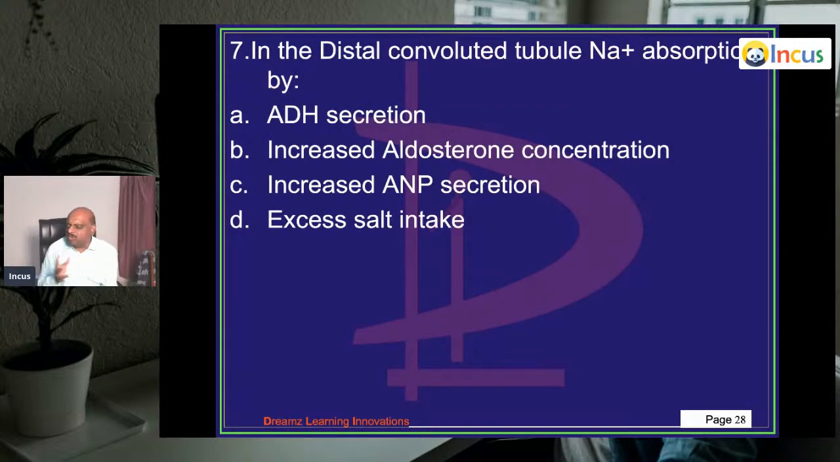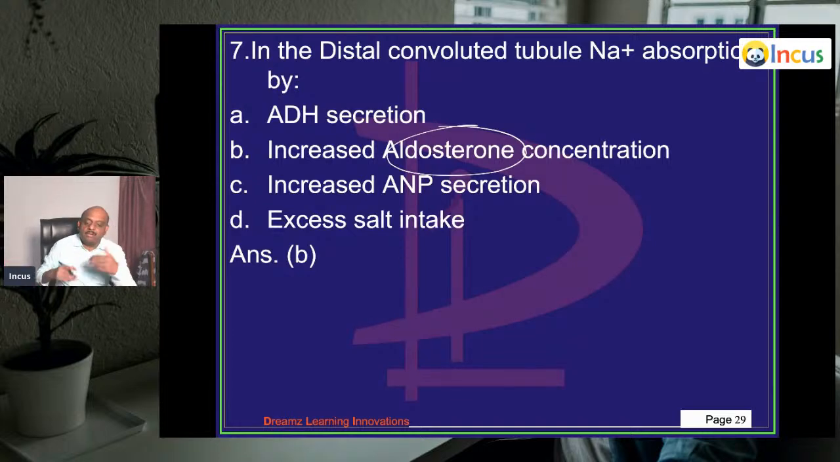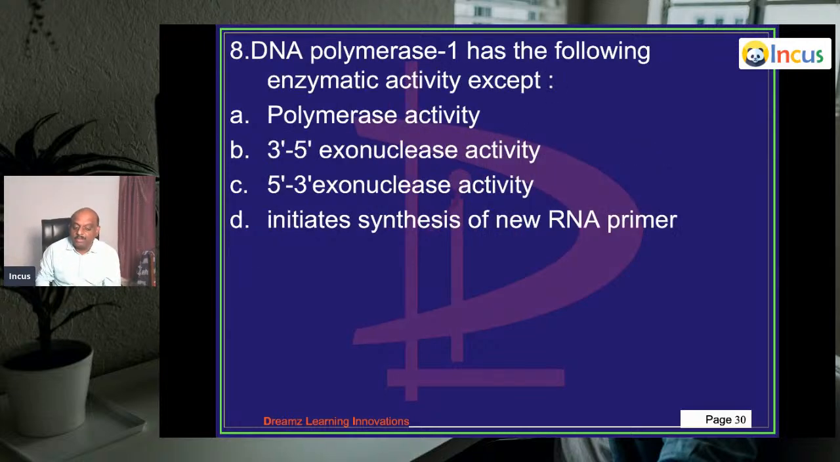In the distal convoluted tubule, sodium absorption, how does it happen? It is the aldosterone secretion that leads to the sodium reabsorption in the distal convoluted tubule.